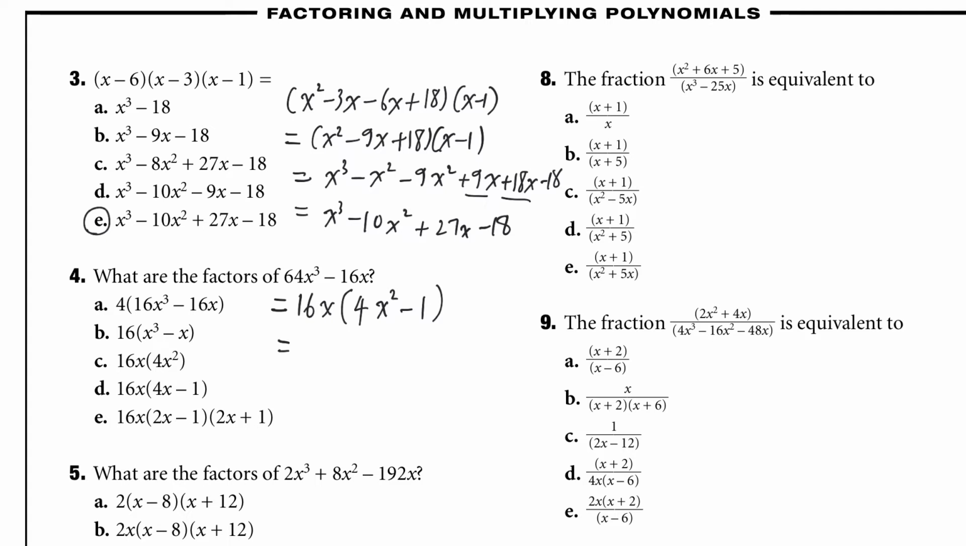And we can see that what's inside the bracket can be factored once again by difference of squares. And it's simply 2x plus 1 times 2x minus 1. The answer is E.